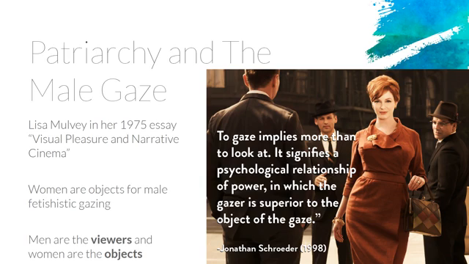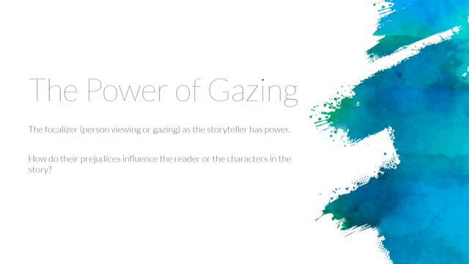You can't really summarize it any better than this quote that says, "To gaze implies more than to look at. It signifies a psychological relationship of power in which the gazer is superior to the object of the gaze." So they took what was meant for film, and now we can apply it to cultural studies, and we can examine who is the person that is gazing, who's the person who's doing the viewing, who's doing the focalizing, who's doing the storytelling, and then who is the object of this, who is disempowered. So the focalizer, the person viewing or gazing as the storyteller, is the one who has power.